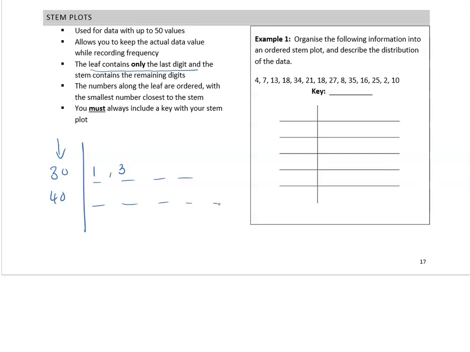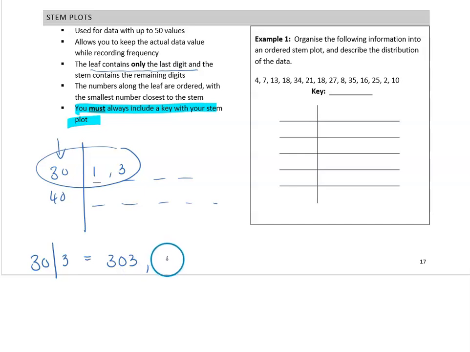One big thing to take note: we must always include a key with our plot. The reason being, if I take what I've got here in this example, that 30 with the divider there between the leaf and the stem, that could mean 303, it could mean 30.3, it could mean 30.3 million. It really depends on what we've said in our key. So we have to make sure that we do include that.